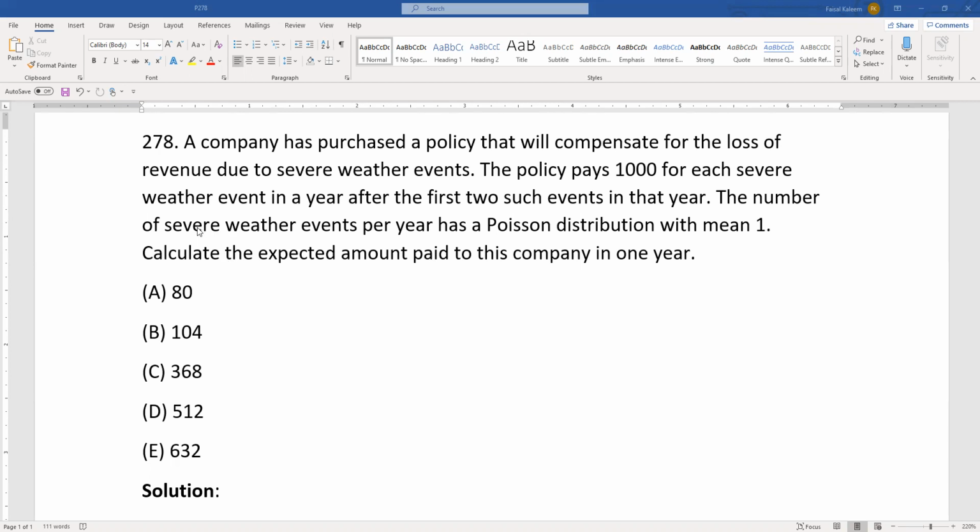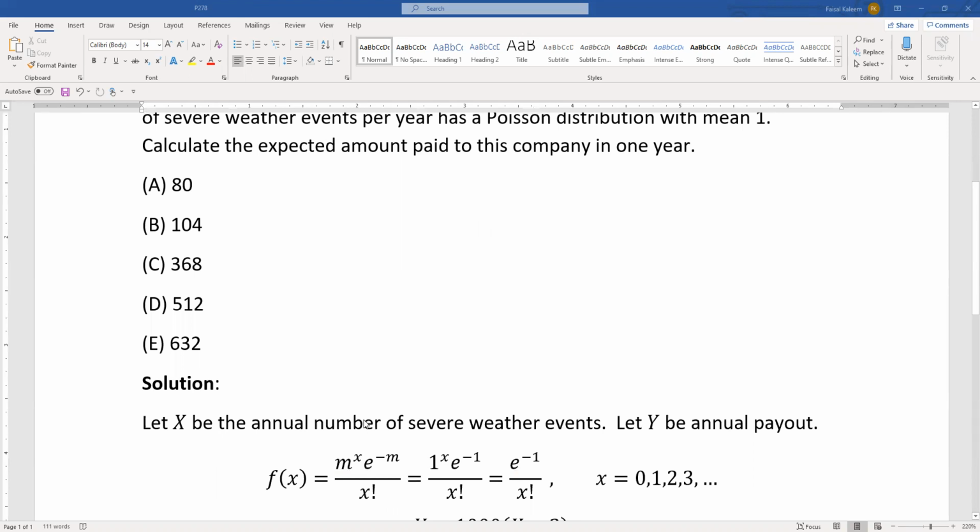So let X be the number of severe weather events in the year. Then X is Poisson, so f of x is equal to mean to the power x, e to the power negative mean, over x factorial, and the mean is given to be 1. So that comes out to be e to the power negative 1 over x factorial, x equals 0, 1, 2, 3, and so on. And let Y be the payout. We have to find the expected amount for the payout.